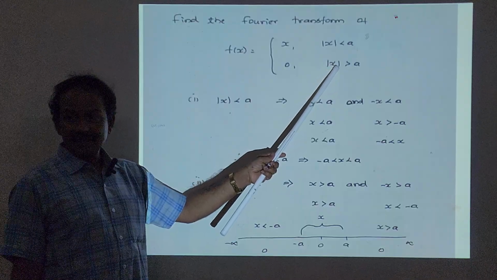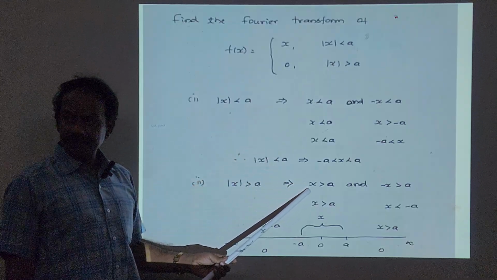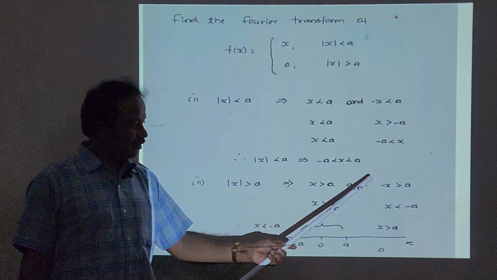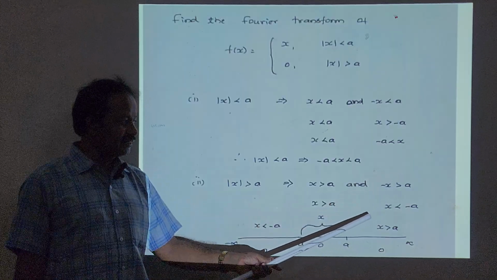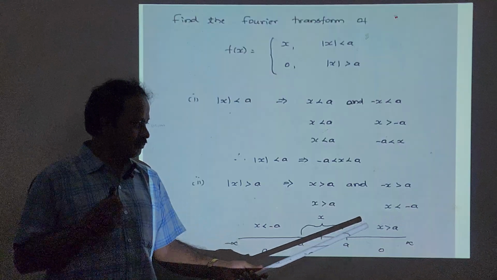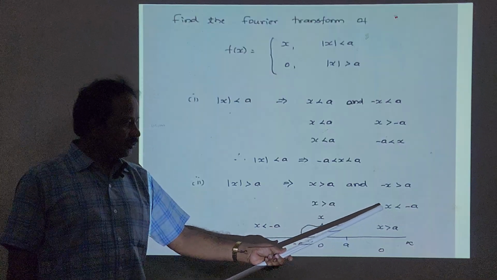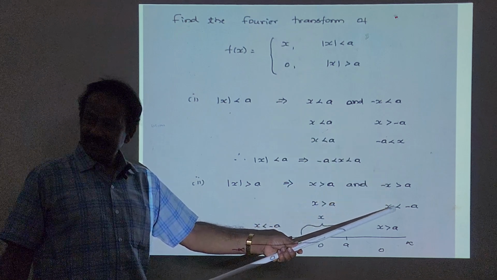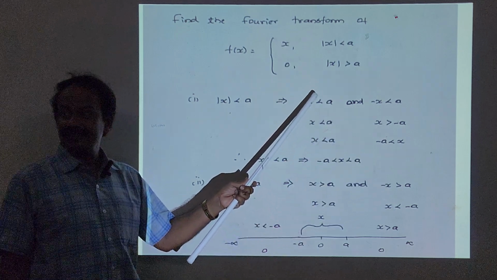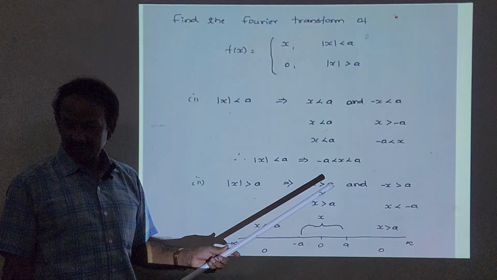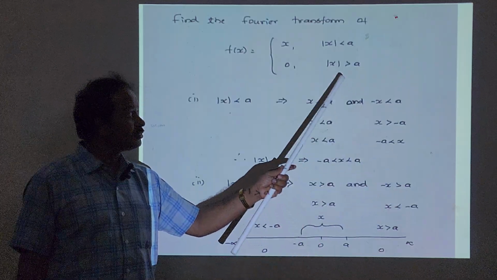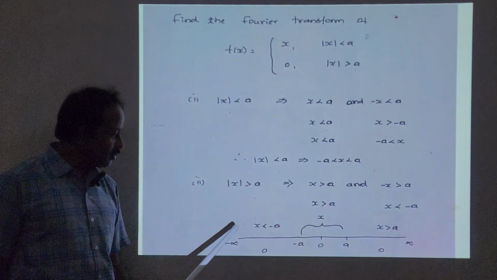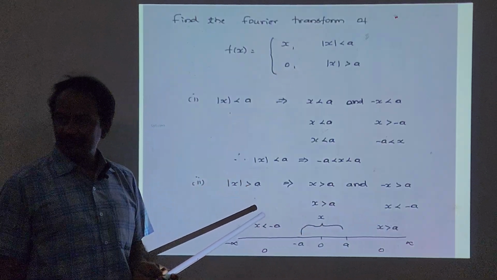Now of course similarly x is greater than a. If x is greater than a, this can be minus x greater than a. You pull this minus sign to that side. So you will have x less than minus a. So x is greater than a, answer is 0. Similarly x is less than minus a also, answer is 0. Is it okay? So on either side answer is 0.